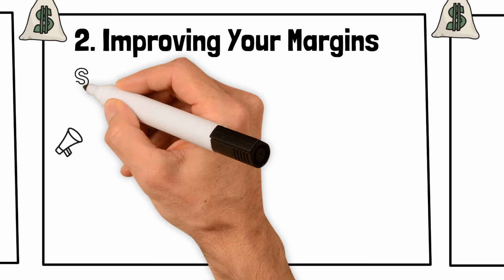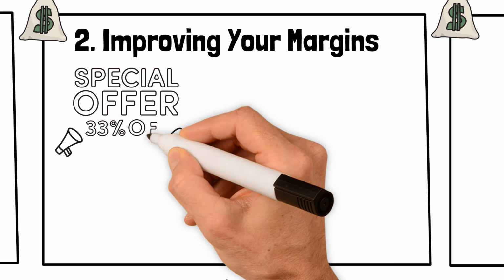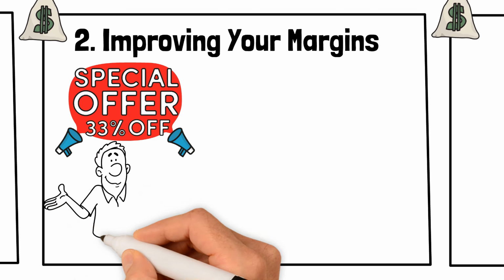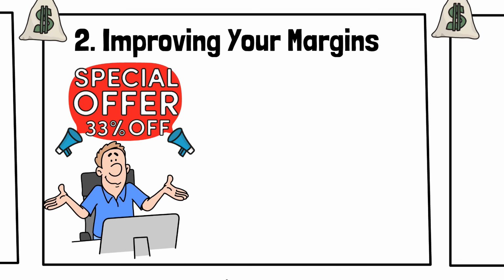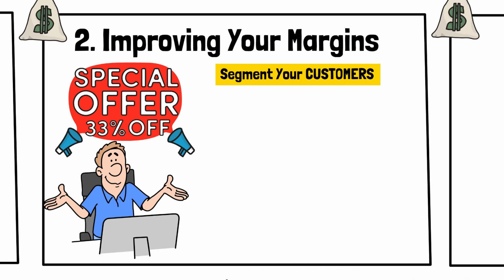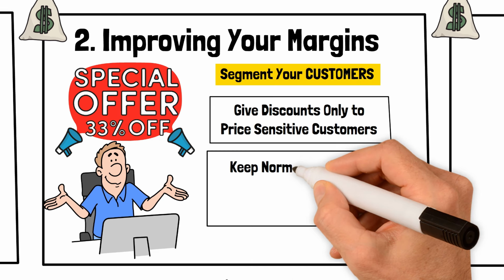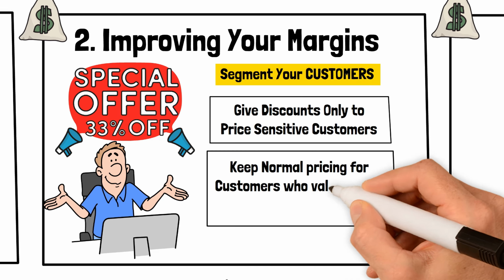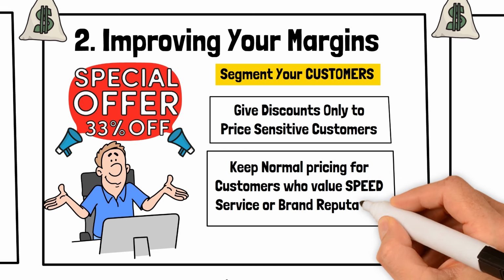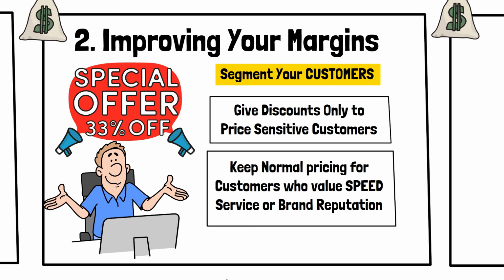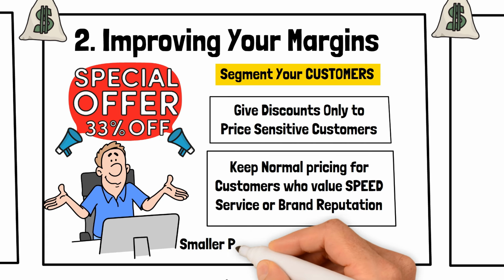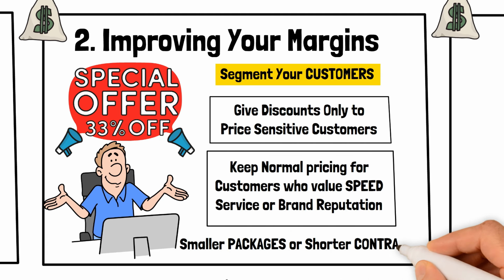Most owners lower prices during recessions out of fear, but discounts destroy margins and cash flow. Instead, segment your customers. Give discounts only to price-sensitive customers while keeping normal pricing for customers who value speed, service, or brand reputation. You can also introduce smaller packages or shorter contracts to reduce friction.